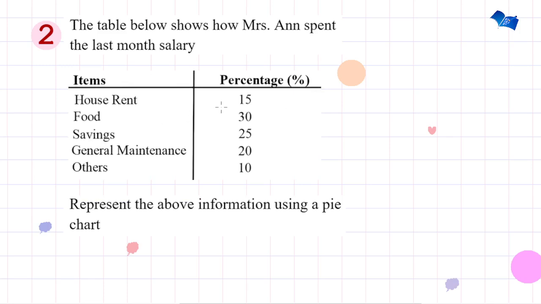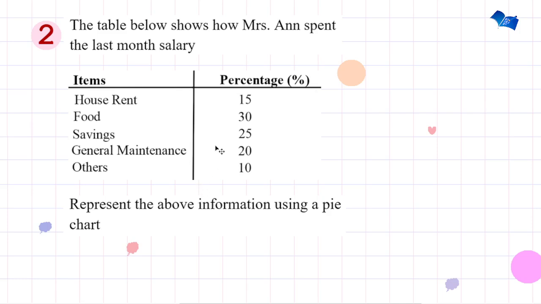The table below shows how Mrs. Ann spent last month's salary. On the left-hand side, these are the items, and on the right-hand side, the percentage that each item took out of her last month's salary. The question is, represent the above information using a pie chart. So this one now is a frequency table. We want to change this frequency table to a pie chart.